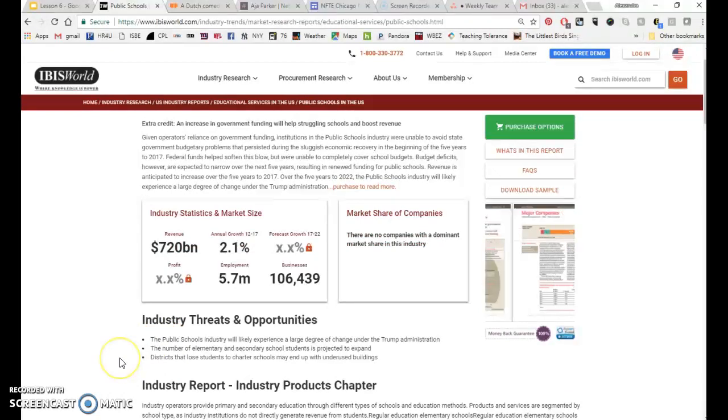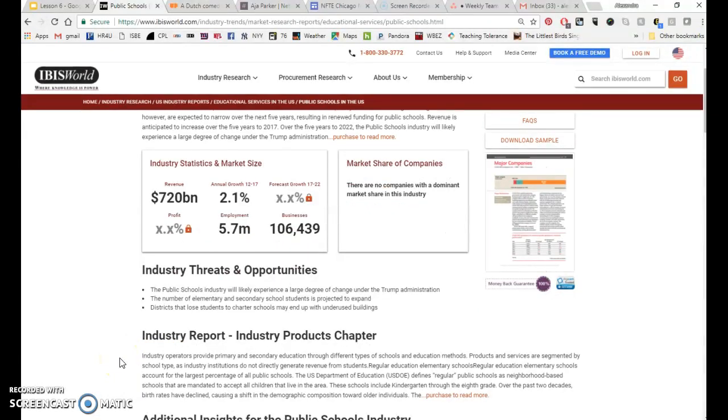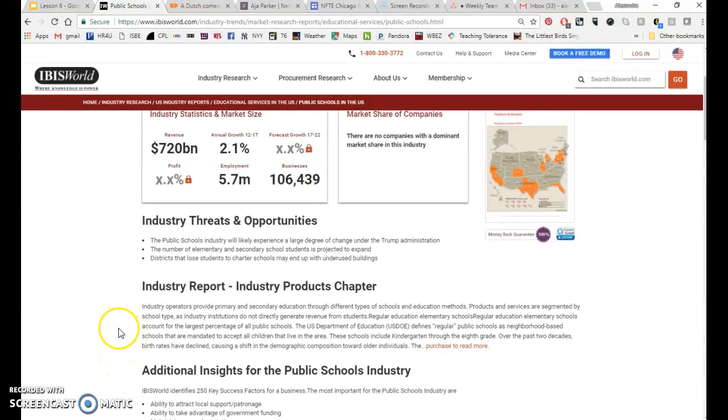So here we can see that there are threats and opportunities. Threats and opportunities are really interesting to analyze because they help us to understand how we can make a difference in a given industry. So when we're thinking about business planning, we're talking about what's going to make us different from the businesses that are already operating in this space. In this case, we have 106,000 businesses that are operating within the public school space. And so we need to say, hey, what's going to make us stand out so that we can grab a bigger share of that revenue?